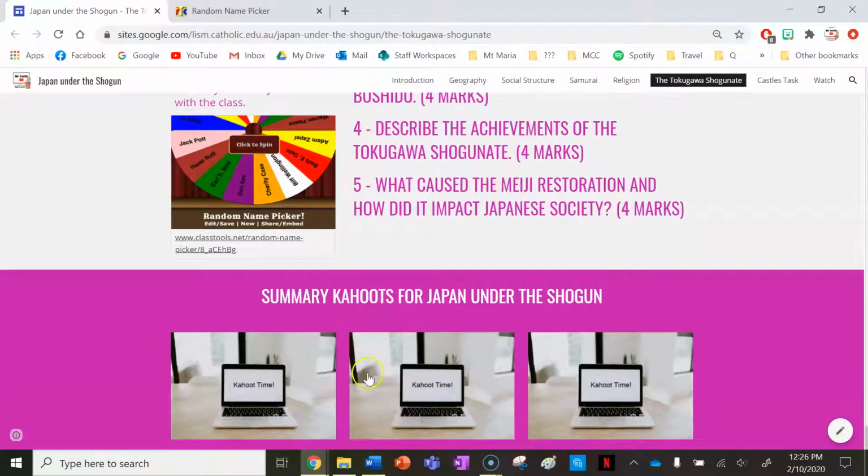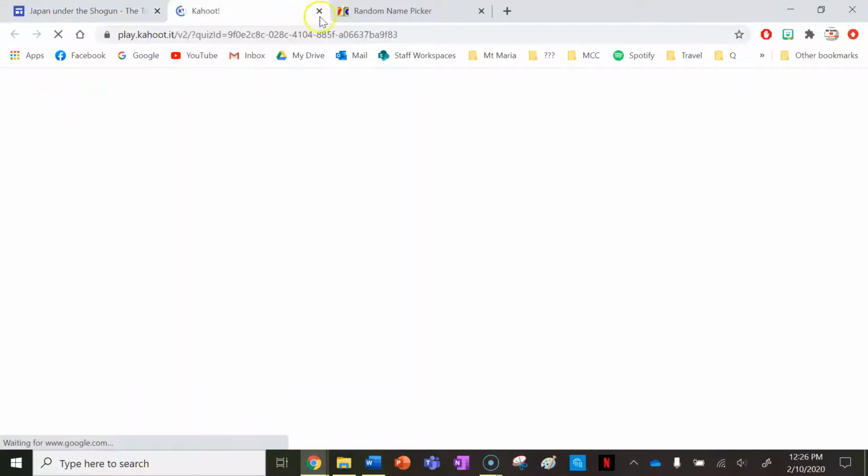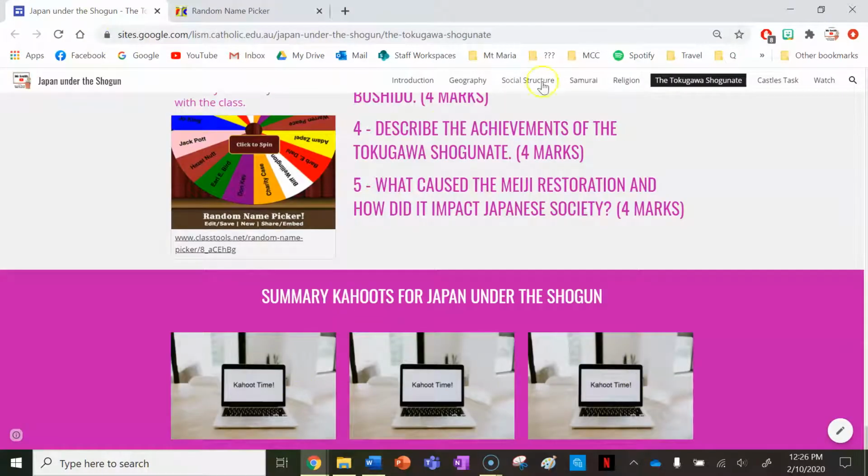And then lastly, there's 3 Kahoots here that you can play with your class. If you click on the picture, it'll open them up. And they're really good summaries of all the content that's in this website here.